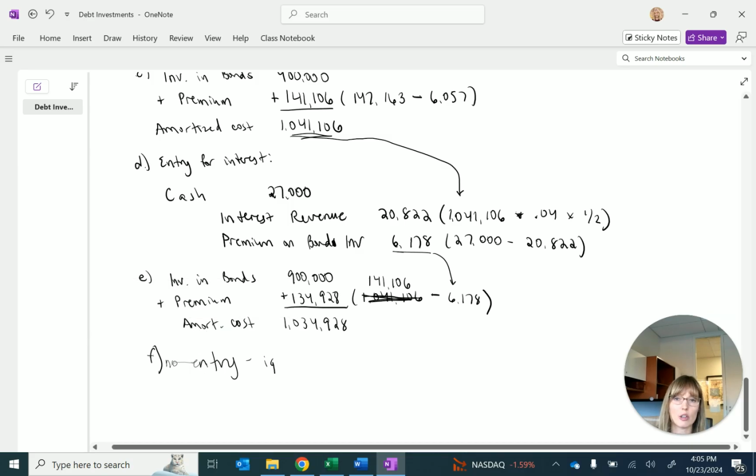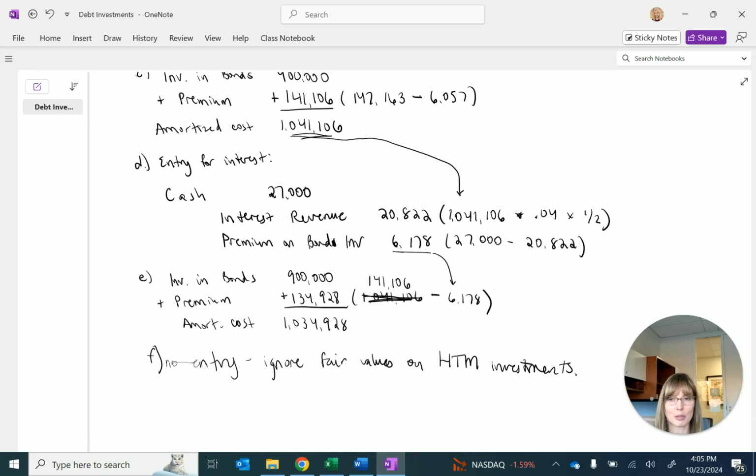No entry, ignore changes in fair values, ignore fair values on held to maturity investments. We simply record the interest revenue, the cash we received, the amortization of any discount or premium. That's all we do until the end of the maturity when we collect our cash and we take off the books the bond investment.